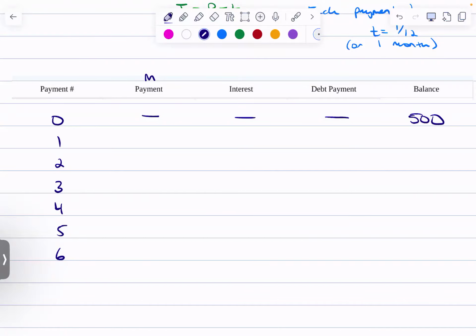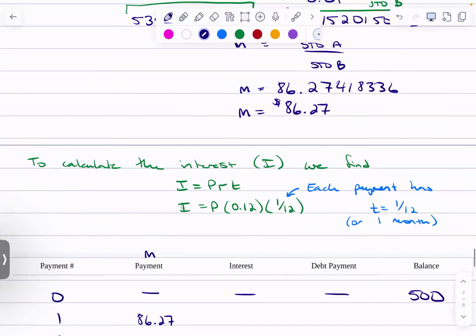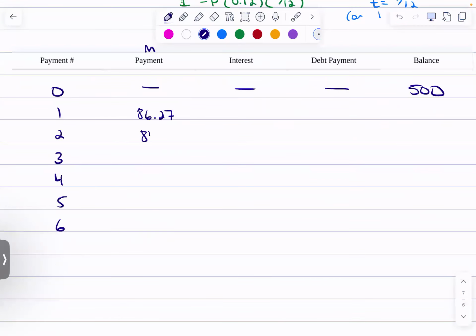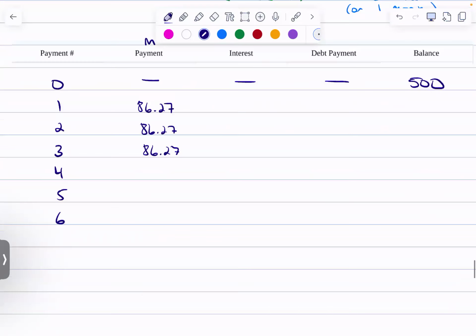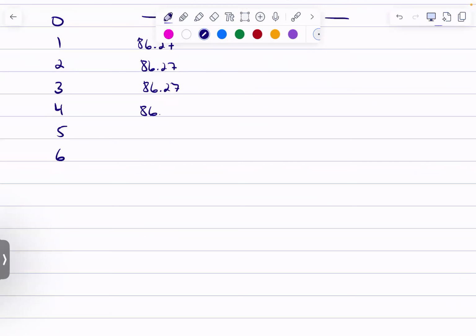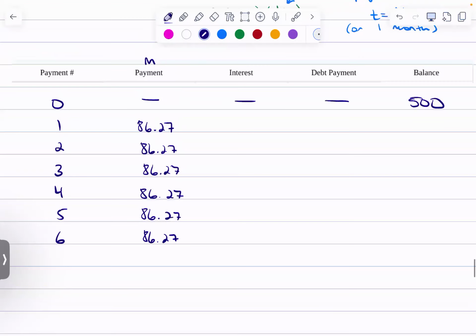And then the 86.27 for each of the six payments. Sometimes we adjust that final payment. We can ignore that.